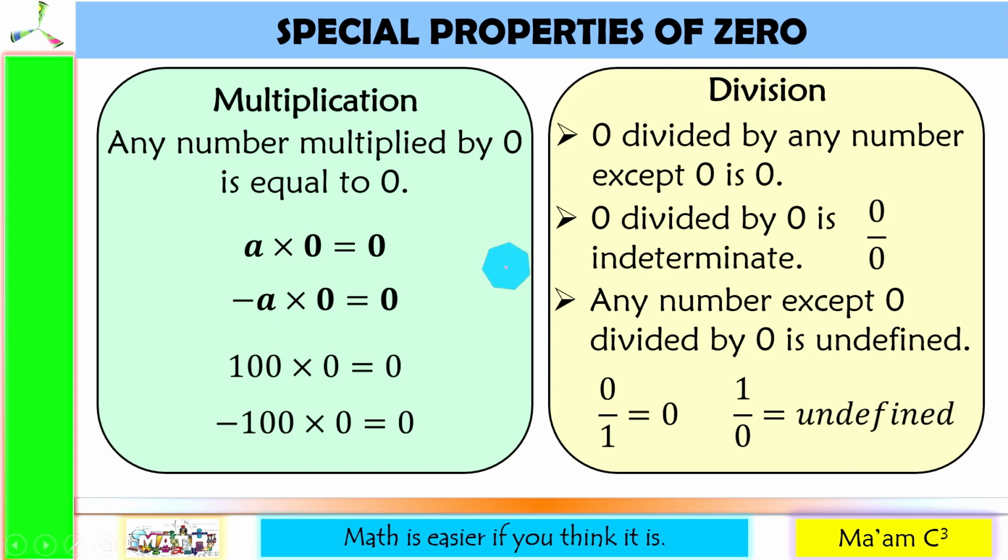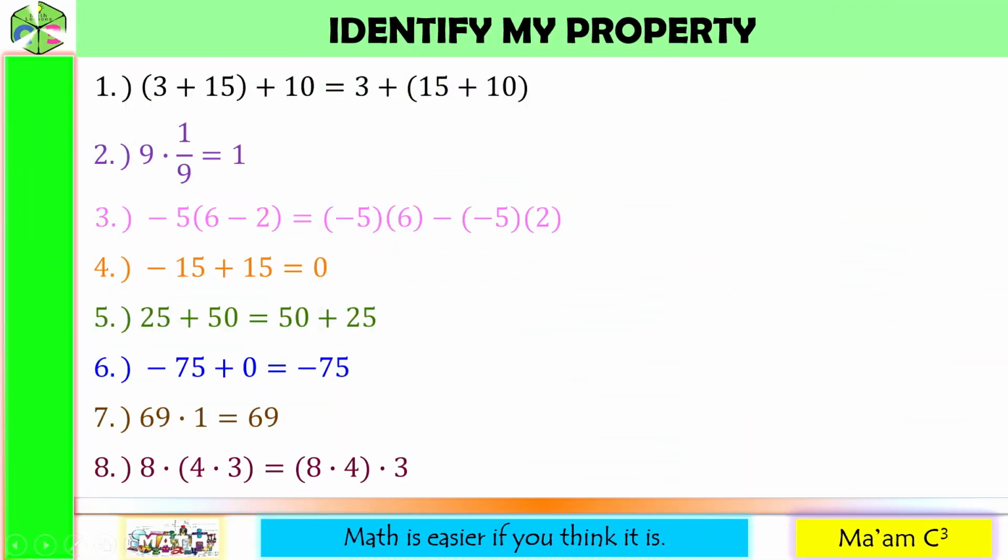Let's have an activity. Identify my property. So number 1 here, we have quantity 3 plus 15 plus 10 is equal to 3 plus quantity 15 plus 10. Notice here that on the left side, one group is 3 plus 15. On the right side, one group is 15 plus 10. So the members of the group changes.